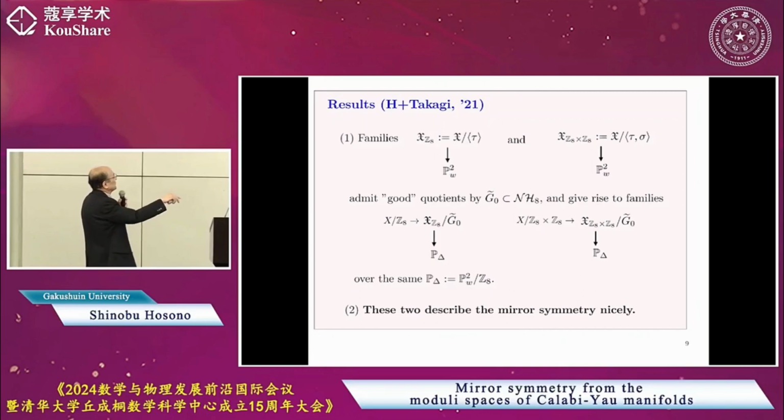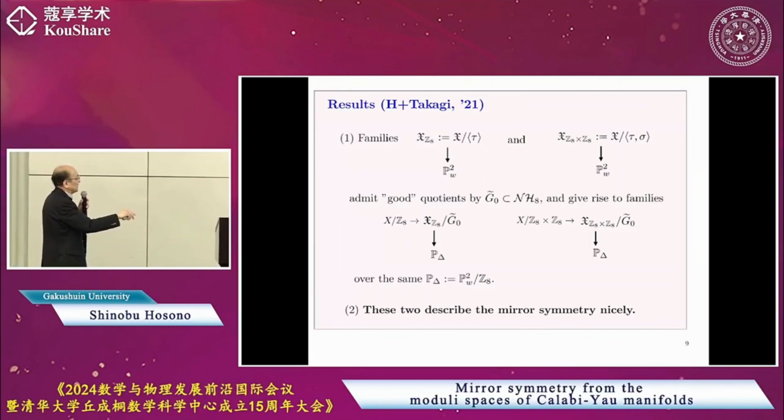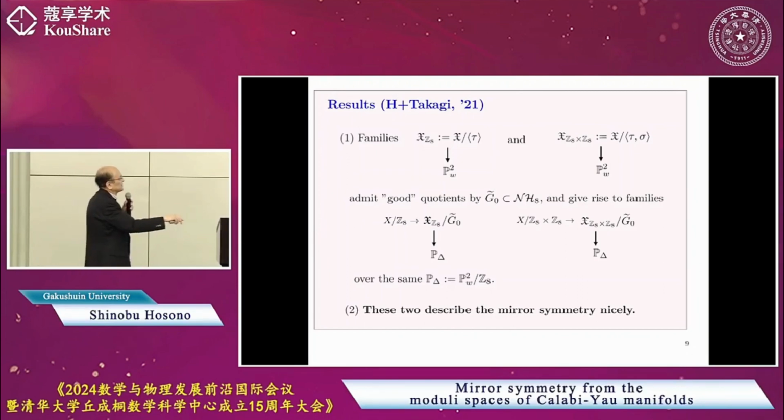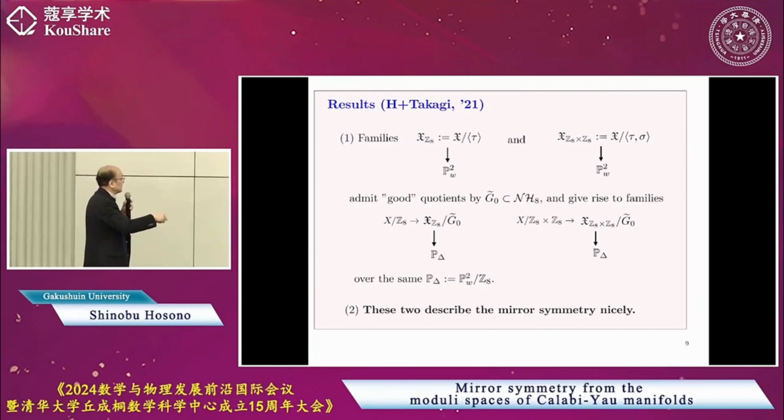In any case, starting from these two quotients and then the entire total family, if we take this small subgroup and take a quotient, we will end up with this family and this family over a certain toric variety. This side's general fiber is X over Z8. This side is Z8 cross Z8. So we have two families in this way. And our claim is that these two describe mirror symmetry very nicely.